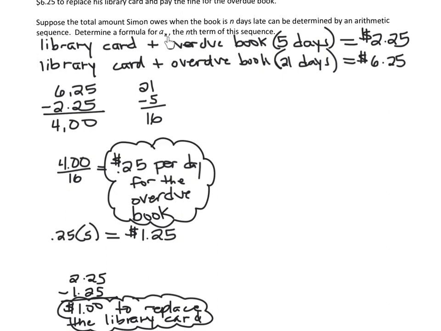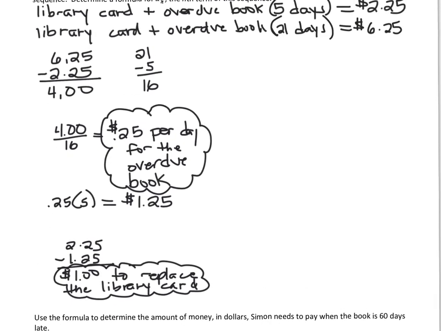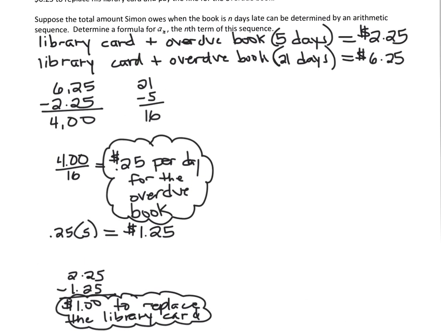Determine a formula for a sub n, the nth term of this sequence. Now, they don't say whether you have to do the explicit formula or the recursive formula. But if we're going to have to use that formula, honestly, I'd rather do the explicit formula, because for the recursive, you would have to find every single term until you get to the term that you need to use. So I'm going to do the explicit formula.